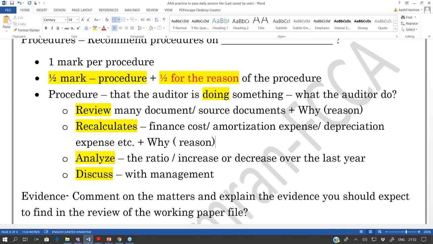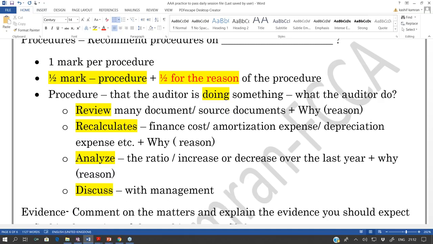So when the auditor does an analytical procedure, the auditor analyzes something. If you are analyzing the ratio, then you have to tell why, the reason. If you are analyzing the receivable days, why? If you are analyzing the inventory days, why? If you are discussing something with the management, why are you discussing with management? What benefits will you get of this discussion?